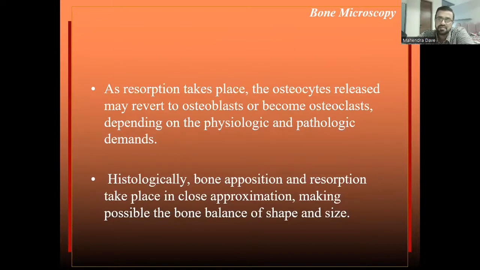As resorption takes place, the osteocytes, the bone forming cells, are released and may revert to osteoblasts or become osteoclasts. The bone forming cells become the bone scavengers, depending on physiological and pathological demands. Histologically, bone apposition and resorption take place in close approximation, making bone balance possible. This makes a homogeneous equilibrium between bone formation and bone resorption, and it maintains the shape and size of the bone.